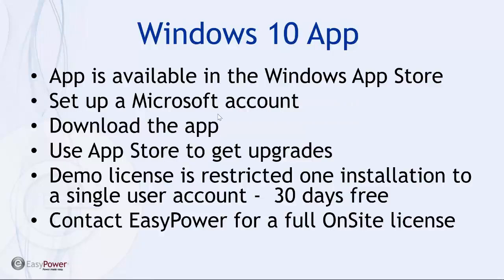And I'll jump back into it and show you what the full system looks like after we've entered all the spreadsheet information. The app is available currently at the Windows App Store. You need to set up a Microsoft account. If you don't have one, download the app. Then you would utilize the App Store to get upgrades, to be able to register the license. The demo license itself is restricted to 1 install for a single user. It's free for 30 days. And at the point you're ready to sign up for the subscription, you need to contact EasyPower Sales for a full license.